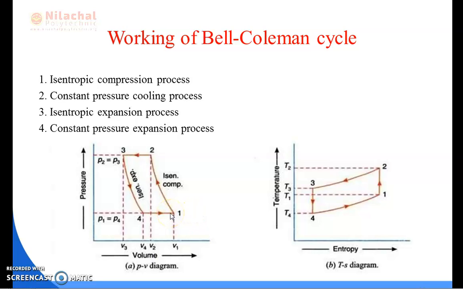So the heat absorbed by the air during the constant pressure expansion per kg of air, for the process 4 to 1, is equal to Cp (T1 minus T4). So these are the processes in the Bell-Kalman cycle. Next, we are going to the mathematical analysis.